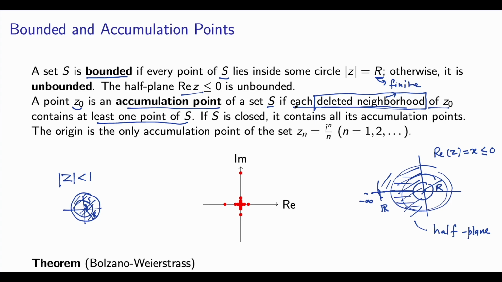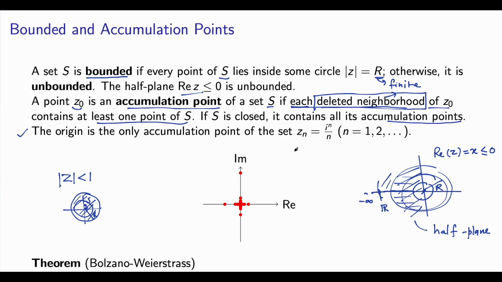So each deleted neighborhood contains at least one point of S. And a set is said to be closed if it contains all its accumulation points. So for example, the origin is the only accumulation point of the set z_n equal to i to the power n by n, where n equal to 1, 2, and so on.